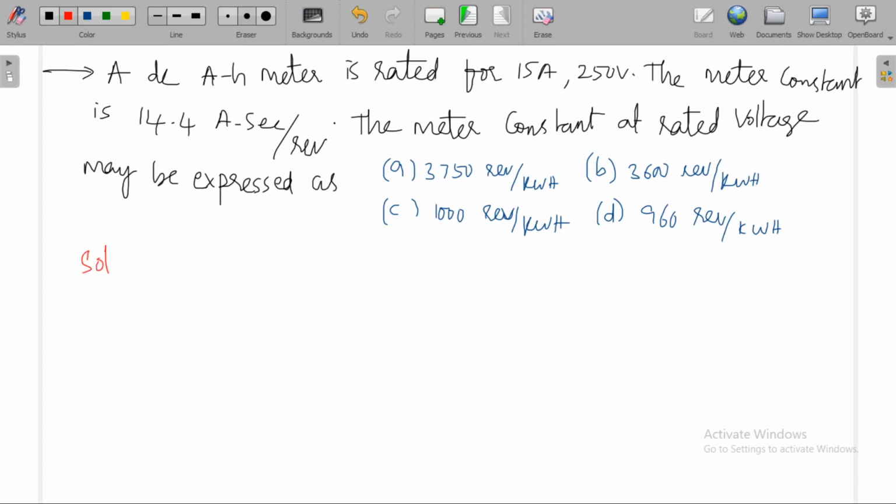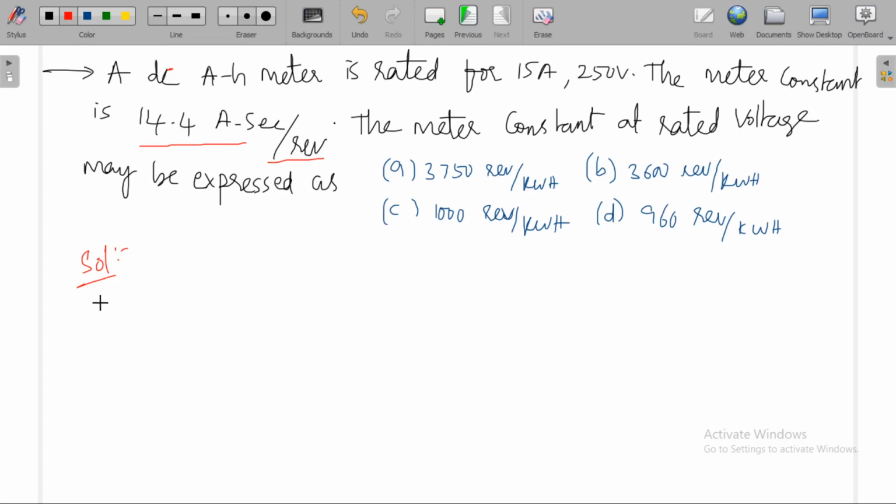Solution. Coming to the question, a DC ampere hour meter is rated for 15 amps, 250 volts. The meter constant is 14.4 ampere seconds per revolution. The meter constant at rated voltage may be expressed in revolutions per kilowatt hour. You know, K is equal to the number of revolutions made by the disk for 1 kilowatt hour of energy consumption, right.